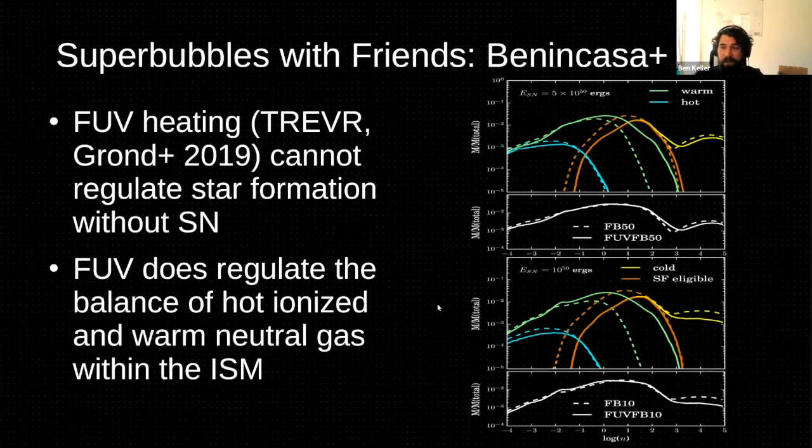Really exciting work coming out of Samantha Benincasa has been to add in additional forms of feedback in terms of FUV heating on dust grains. What she found is that FUV heating alone can't regulate the star formation within Milky Way mass galaxies, but it may be really important for this mixture of hot and warm ionized and warm neutral gas. So in other words, getting the correct ISM phases may depend on how you treat your FUV heating.